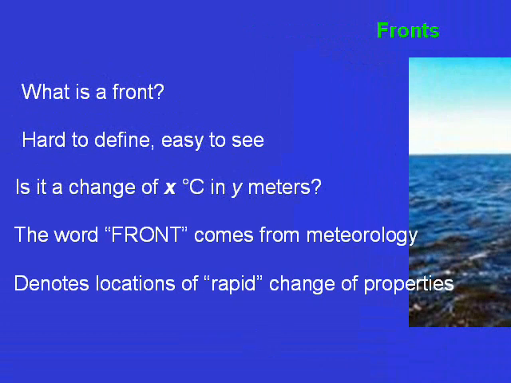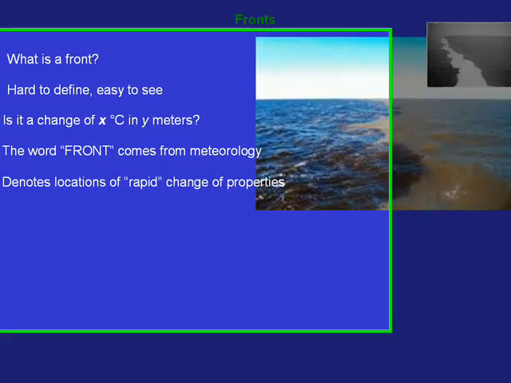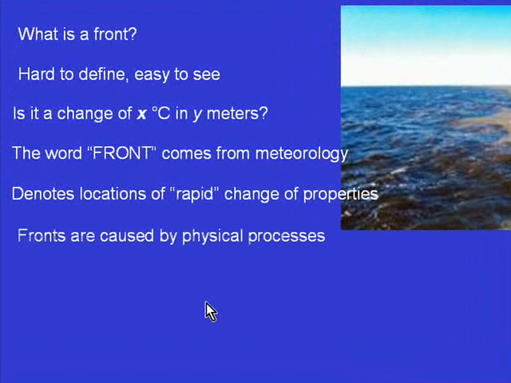And it was first used in meteorology and denotes a rapid change of properties, rapid change with respect to the surrounding or to the areas away from the front. So at the front you have enhanced gradients. That's really how you could define a front, an area of enhanced gradients with respect to the surroundings. And they're caused by physical processes.